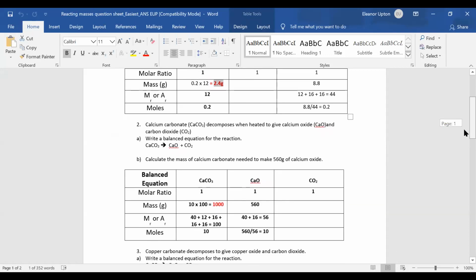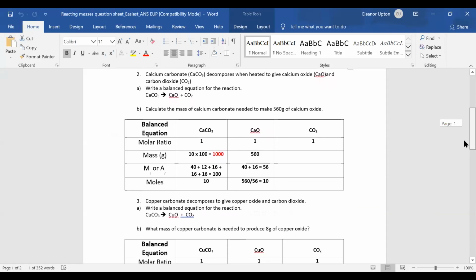Again, I've used the table method to complete that answer. And the mass of calcium carbonate required to make 560 grams of calcium oxide, I calculated to be 1,000 grams or 1 kilogram. So again, if you've had difficulty in obtaining that answer, then I would like you to pause this tutorial and have a look at my green pen marking.